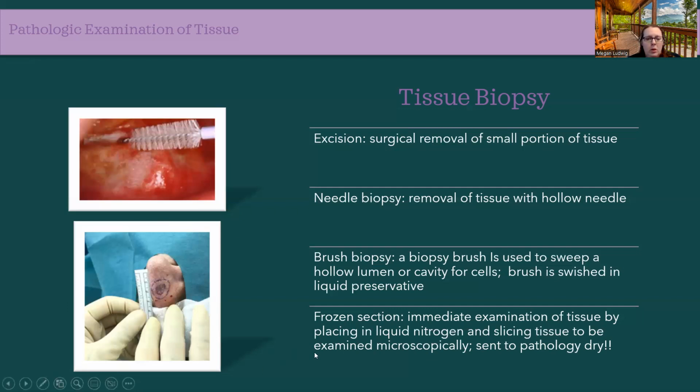So it's pretty cool. But key here for us as surgical techs is making sure you send a frozen section to pathology dry. Don't put any saline on it. Don't put any fixative solution on it. I guess you can put a little bit of saline on it just so it doesn't dry out in the process, but you don't want to submerge it, and you don't want to put formalin or anything like that on it. It will ruin the potential for a frozen section, which will delay their course of treatment.